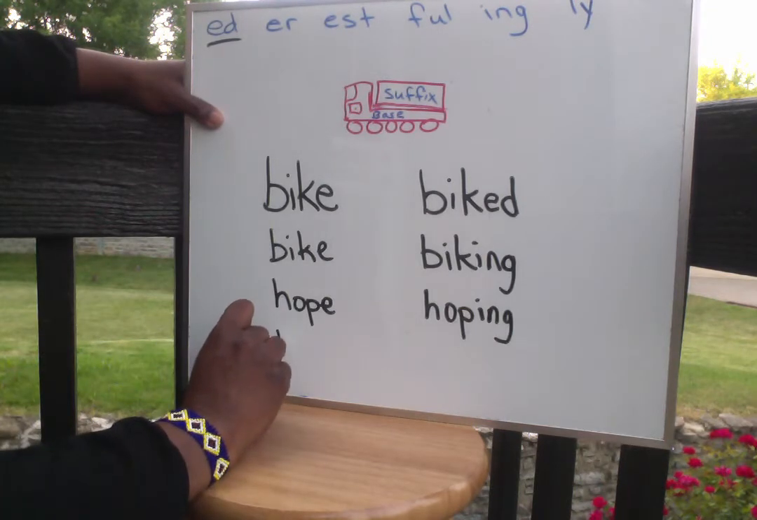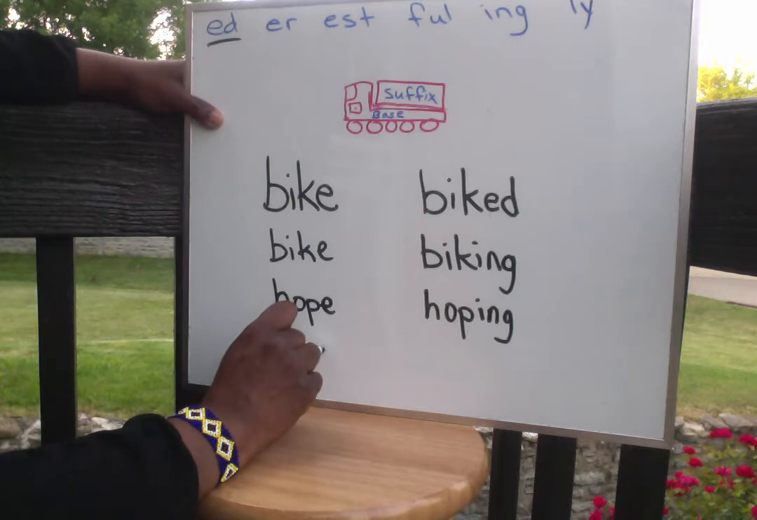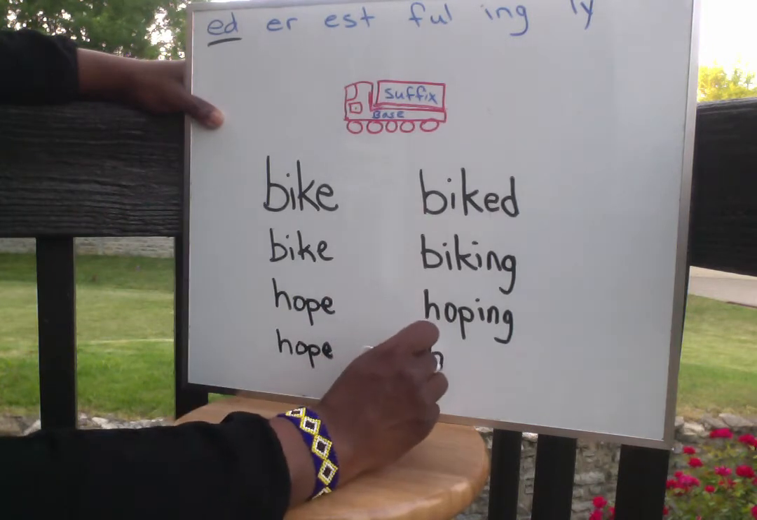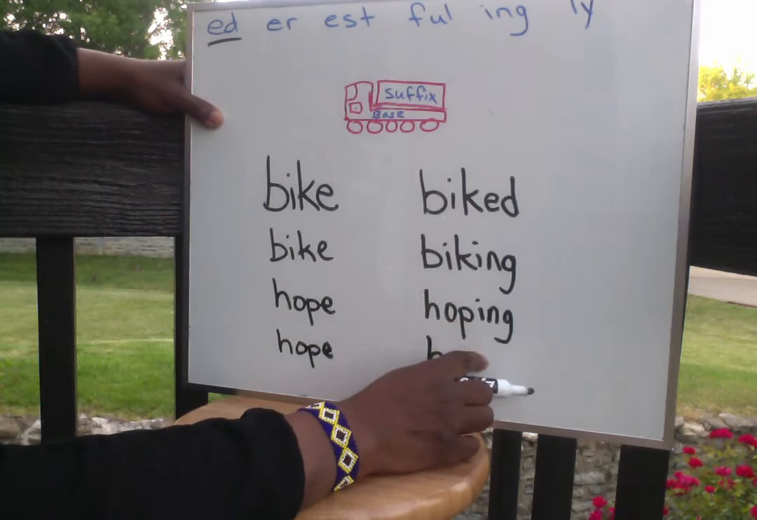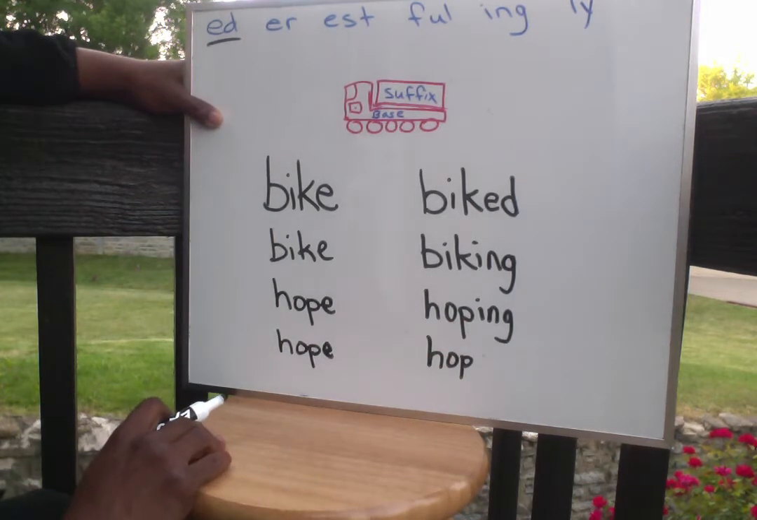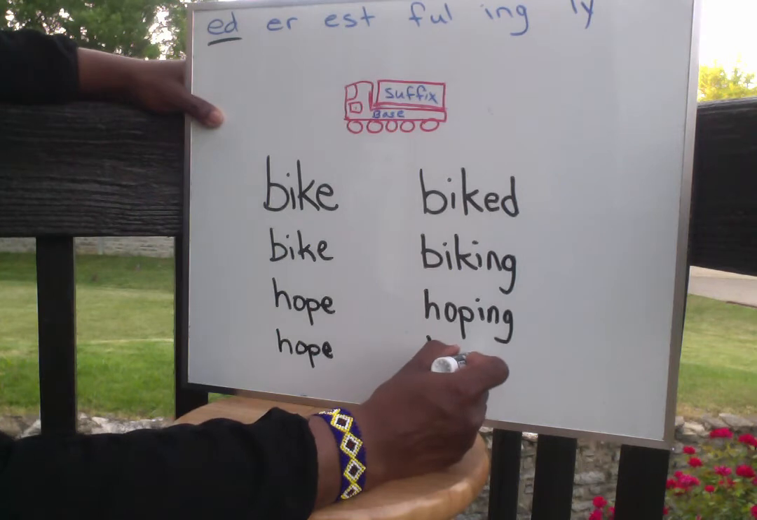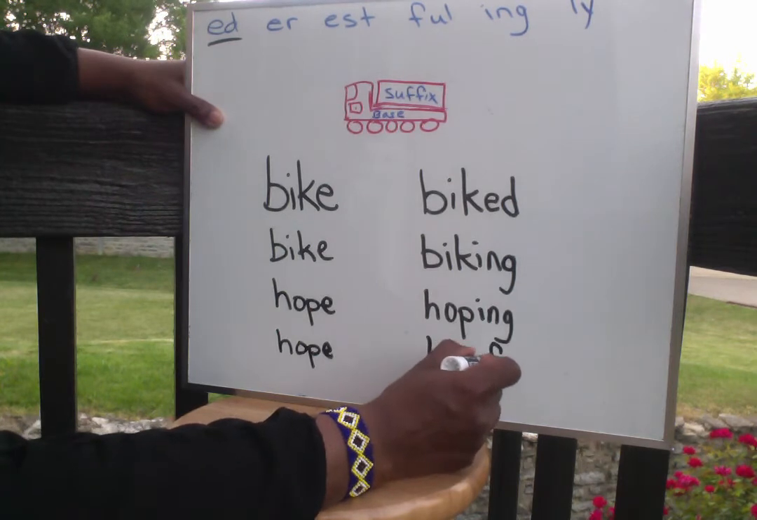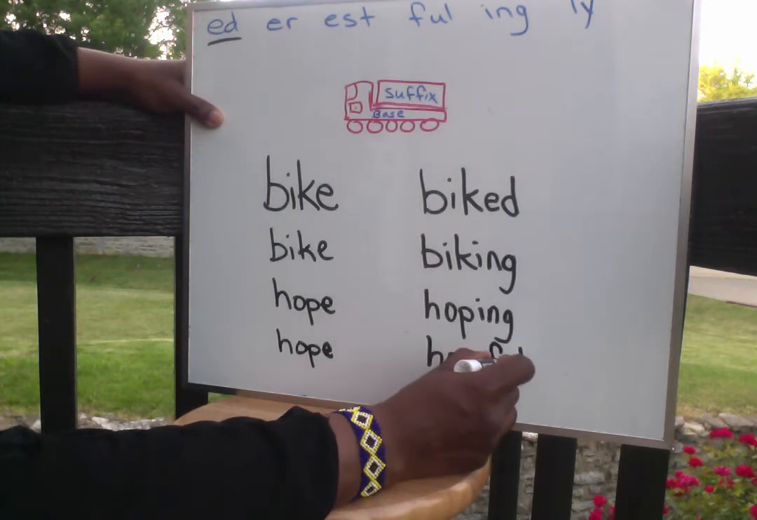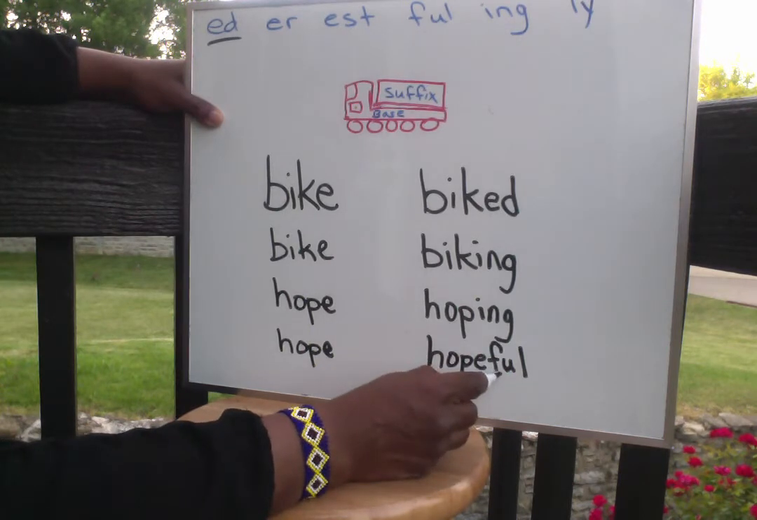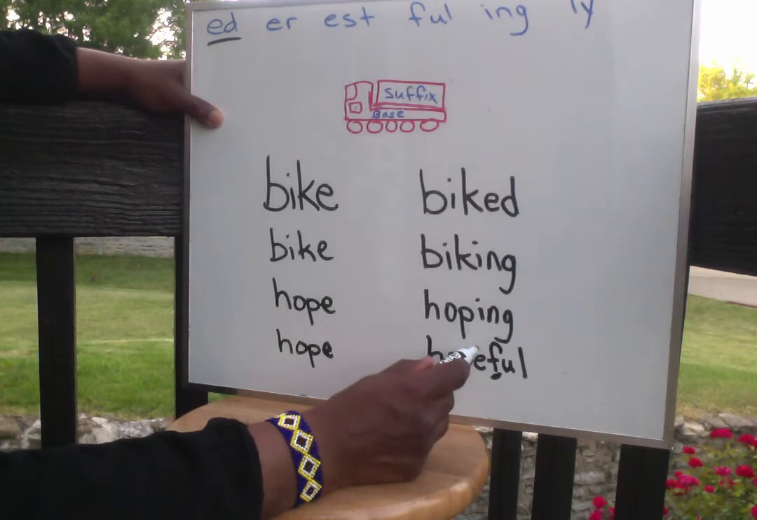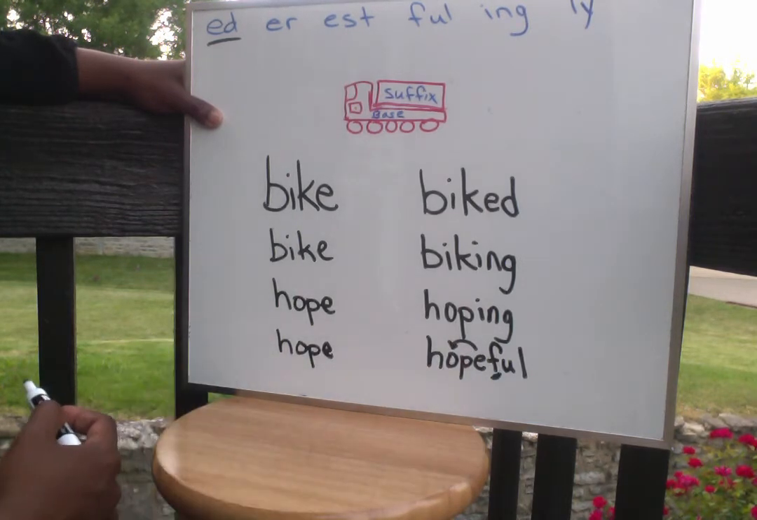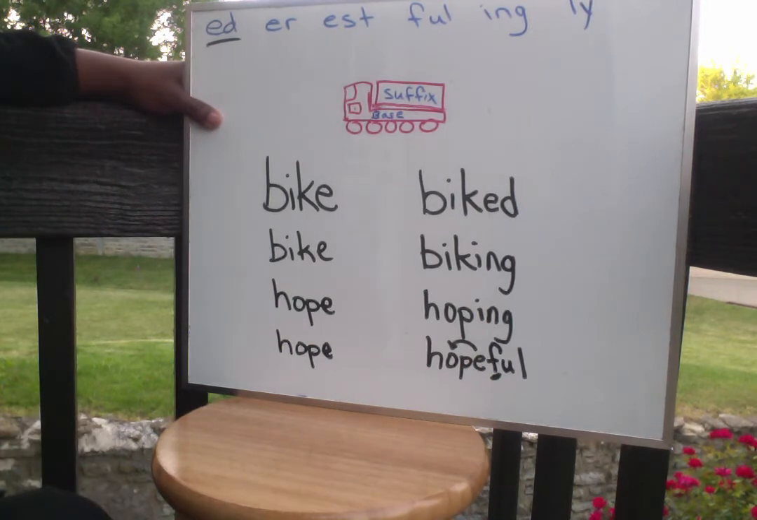But you can say, Miss Enrica is very hopeful. So hopeful. I am not going to drop my E this time. I'm going to keep it because guess what? My suffix does not begin with a vowel. It begins with a consonant, so therefore I need to know that this is hopeful and not hopful.